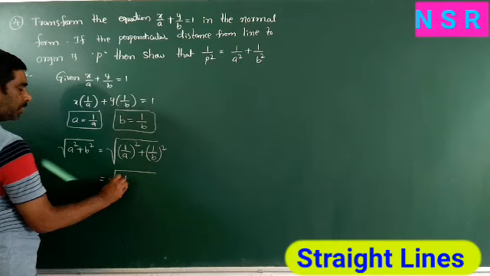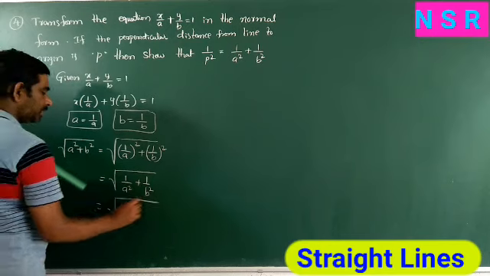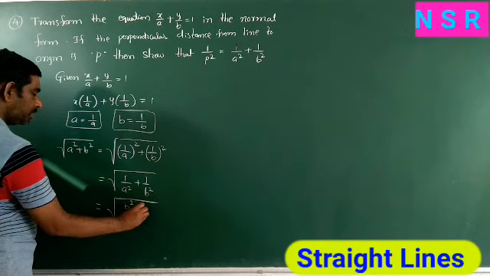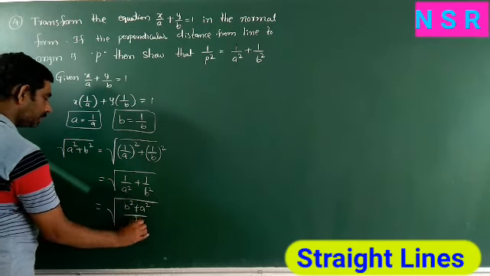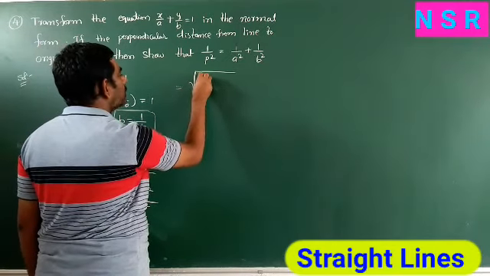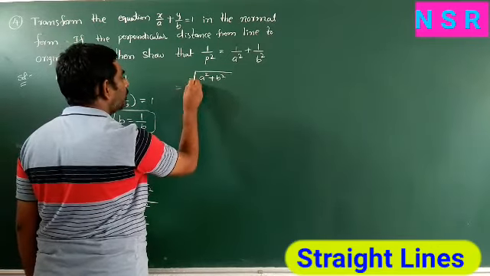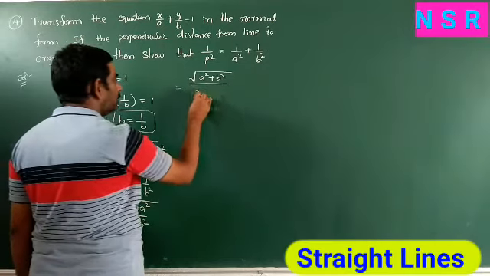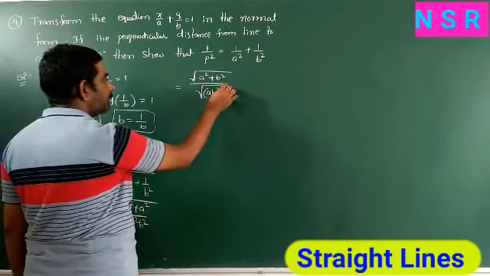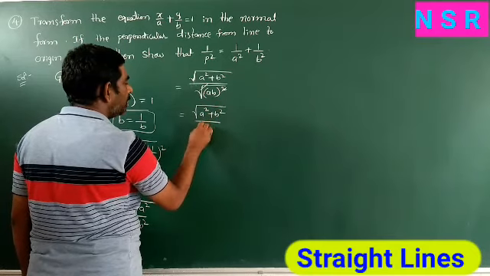This is equal to 1 by a square plus 1 by b square. Here the LCM is a square b square, so b square multiplies here and a square multiplies this side. We get b square plus a square by a square b square. Now simplify it. We get root a square plus b square by root of a square b square, and a square b square we can write as ab whole square, so the square root gets cancelled. It is equal to root a square plus b square by ab.